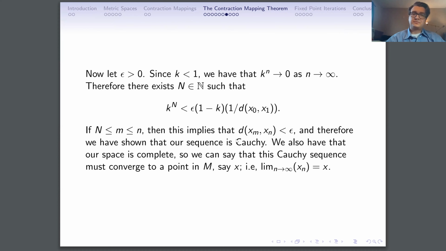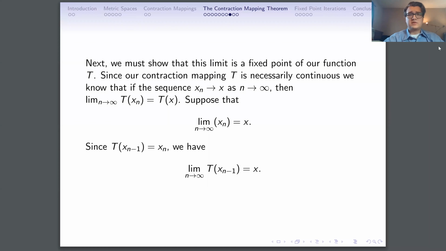And so we want to show that this limit, x, is a fixed point of our function. And since our contraction mapping is necessarily continuous, as we've shown, we know that if the sequence x sub n approaches x as n goes off into infinity, then the limit as n approaches infinity of T of x sub n is equal to T of x. So let's consider this limit here. x sub n is equal to x as n goes into infinity.